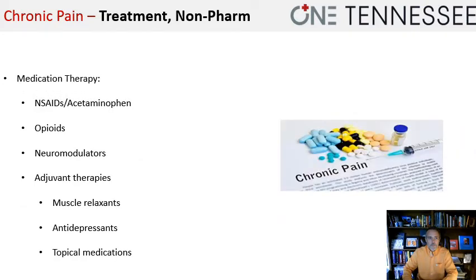When looking at non-opioid therapies, NSAIDs and acetaminophen have a lot of evidence, and for musculoskeletal or bone and joint pain, NSAIDs are in some cases superior to opioids because they actually treat the inflammation and swelling that is causing some of that pain in addition to their analgesic properties. You can use opioids, obviously, but we know that there are risks associated with using opioid pharmaceuticals. You can use neuromodulation and several adjunctive therapies: muscle relaxants, antidepressants, and topical medications. And we'll discuss a few of those.